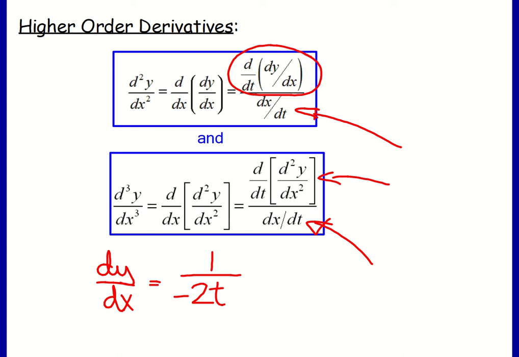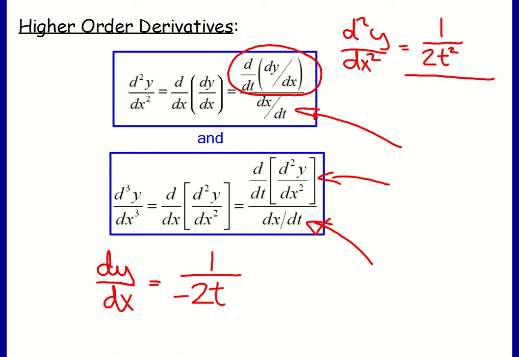So then if I wanted the second derivative here, I would take the derivative of the first derivative. So d squared y over dx squared would equal... This is negative 1/2 t to the negative first power, so that would become positive 1/2 t to the negative second power, 1 over 2t squared. However, that doesn't account for the chain rule part, so I need to divide by dx dt.